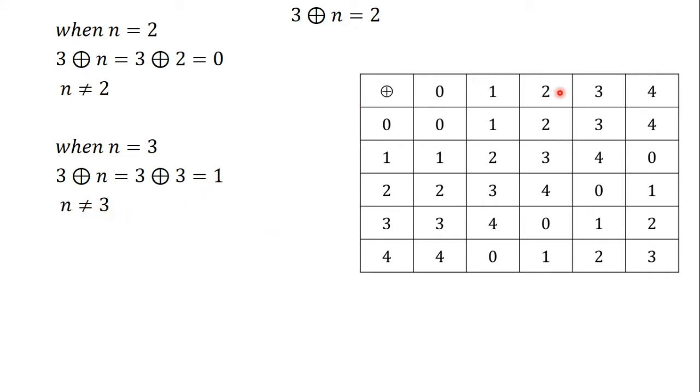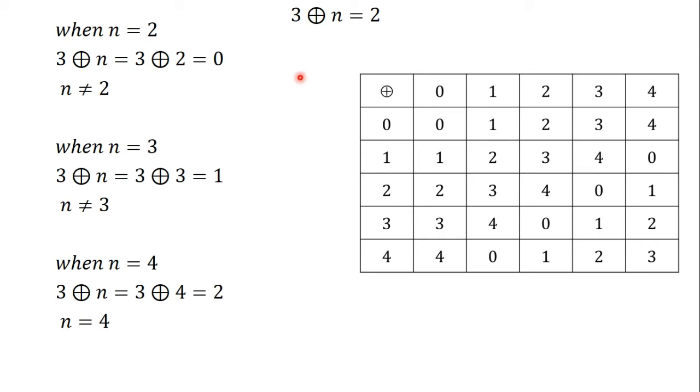So we will try out the last number, which is 4, when n is equal to 4. When n is equal to 4, 3 plus n will be equal to 3 plus 4. From the table, 3 plus 4 is giving us 2. We know that from our equation, 3 plus n should give us 2. Now we can see that when n is equal to 4, 3 plus 4 will give us 2. That means that n is equal to 4. So the number in the set that will satisfy the equation 3 plus n is equal to 2 is 4. So n is equal to 4.